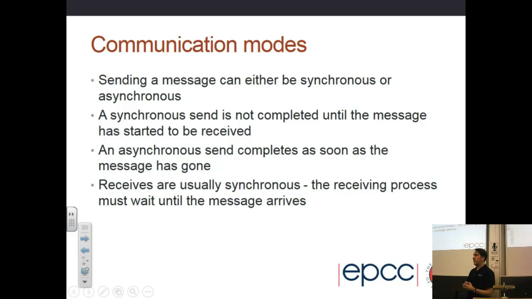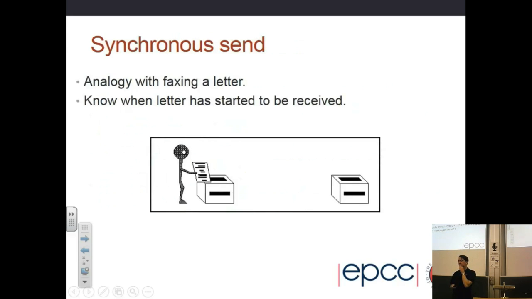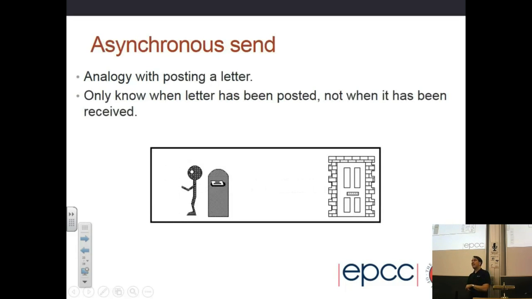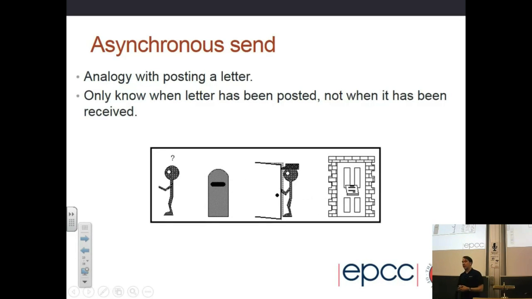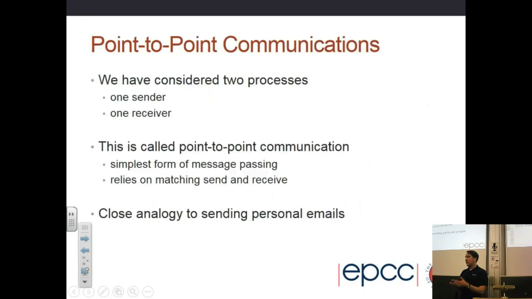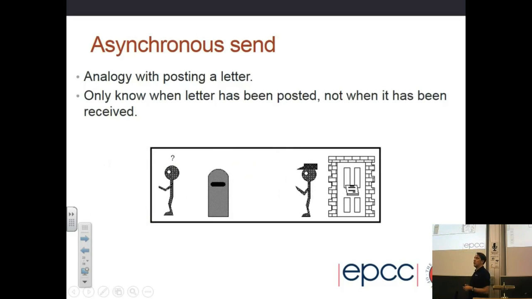The current way we program HPC machines, parallel computers, assumes everything works all the time. So if you receive, the assumption is you've correctly issued a send, and you will wait forever until it comes in. There are a couple of analogies here. Faxing a letter is potentially an analogy for a synchronous send, although I think making a phone call is probably a better one. For an asynchronous send, posting a letter or sending an email is a very good analogy. In an asynchronous send, you only know when the letter has been posted, not when it's been received. So these are conceptually two different ways of doing message passing.